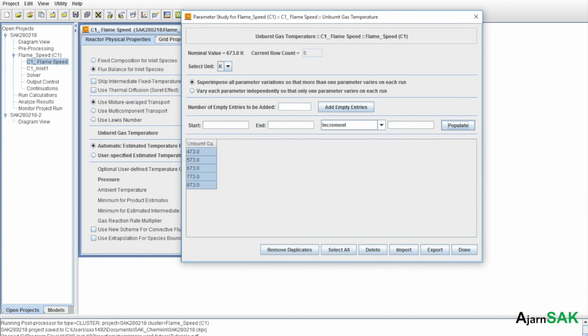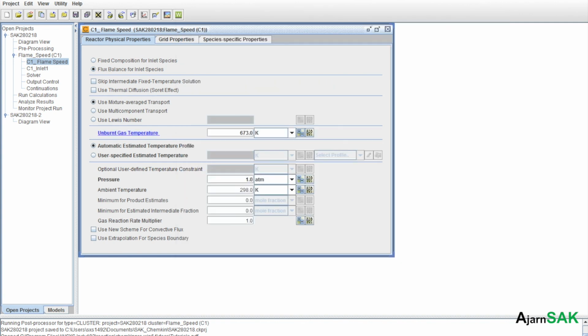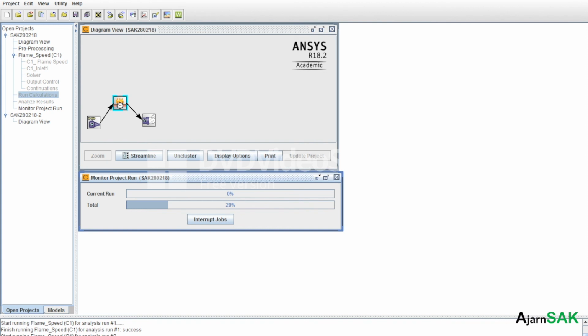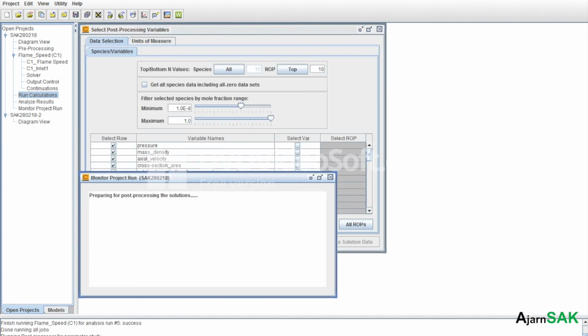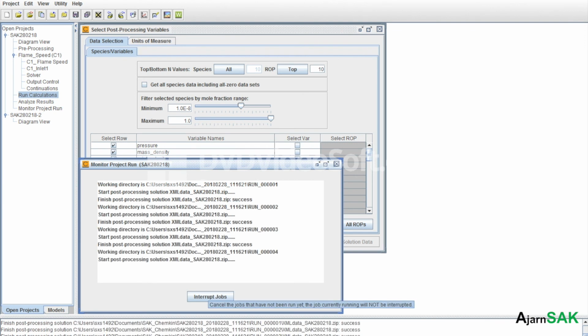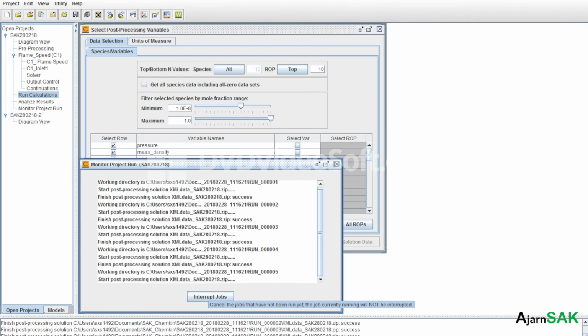Calculate. I did it by mistake yesterday. Okay, done. Now let's run the same thing. Run parameter study. It's going to take a little bit longer. Each of them is one case. Yesterday I did like 1,000 cases. On the results, next step. Let it do it.